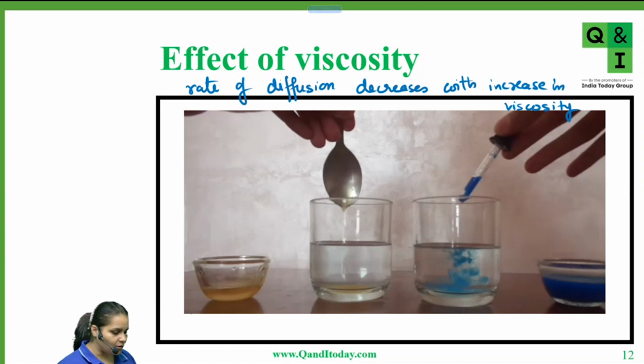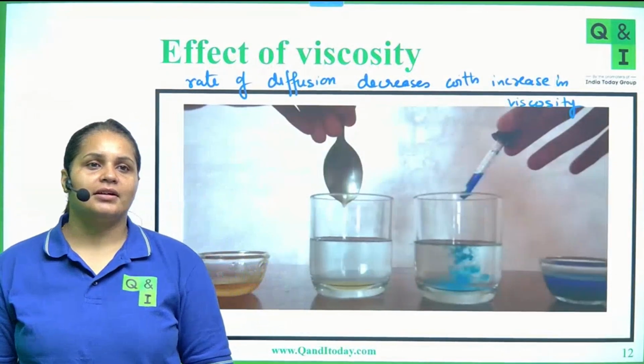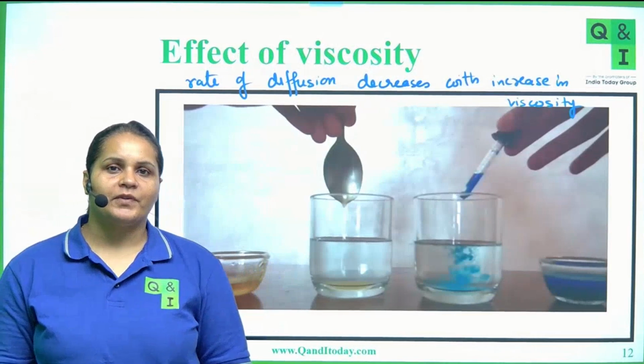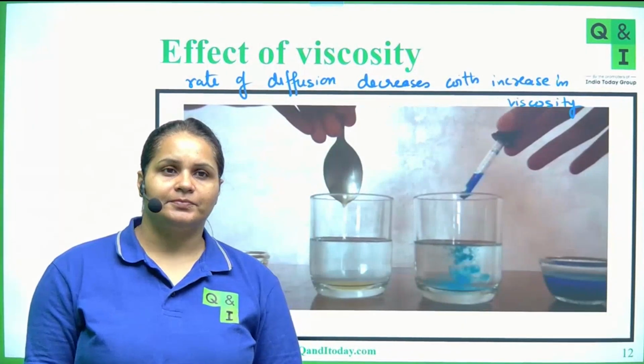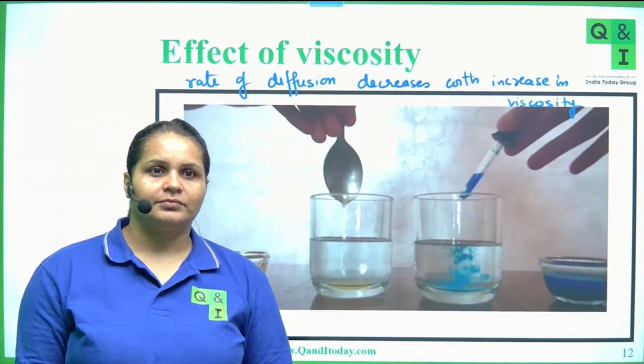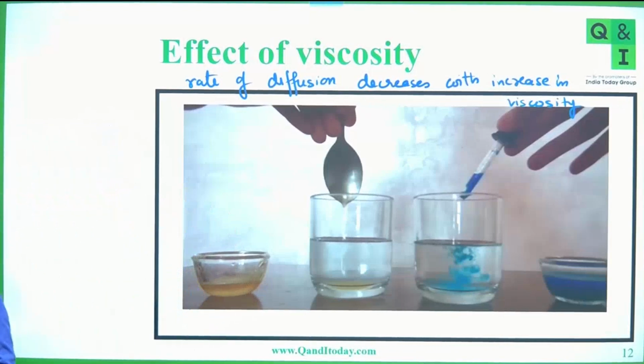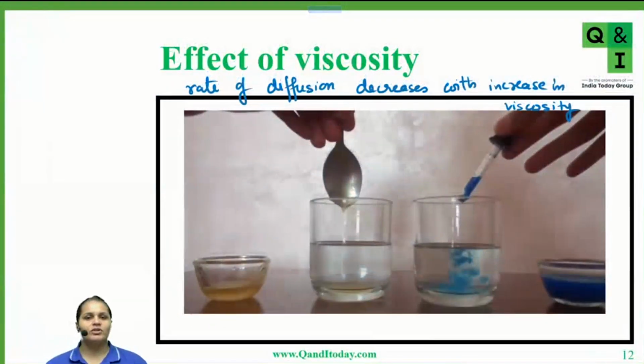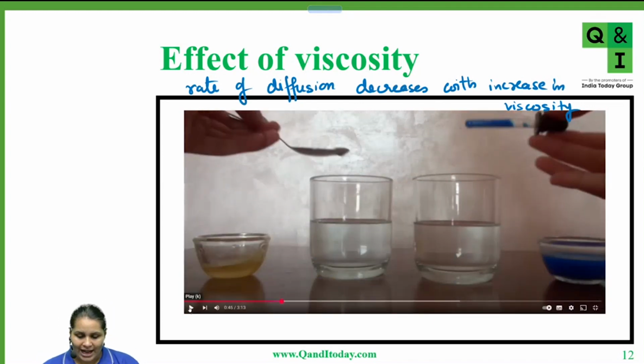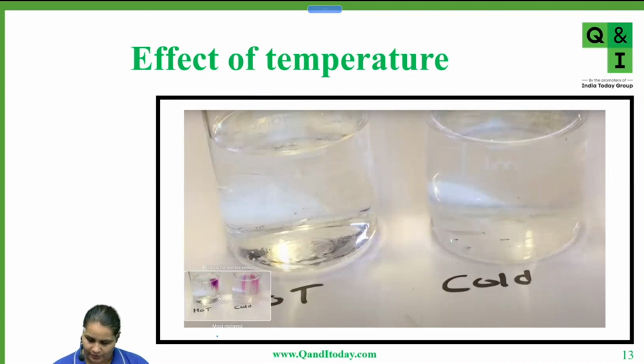I hope you people are noting down all the key points. Yes, guys, are you writing everything? Good. So do write this. The rate of diffusion decreases with increase in viscosity, and we saw it with the activity of honey and ink. Now we are going to go to a different factor which is going to affect the rate of diffusion, and that's temperature. Okay, so let's look at this activity now.